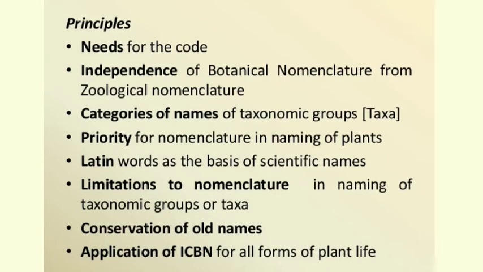Latin words as the basis of scientific names; of course, Latin names must be used. Limitations to nomenclature in naming taxonomic groups or taxa; limitations must be categorized. Conservation of old names; the old names must be conserved. And application of ICBN for all forms of plant life. Plants have various life forms, so for all forms like herbs, shrubs, trees, etc., the ICBN rules must be applied.